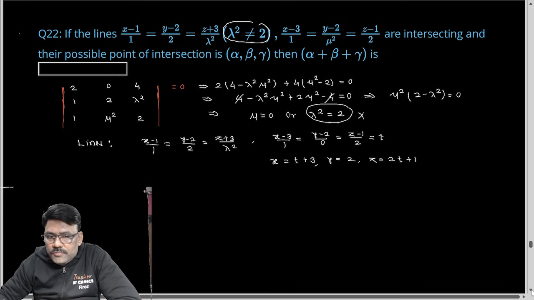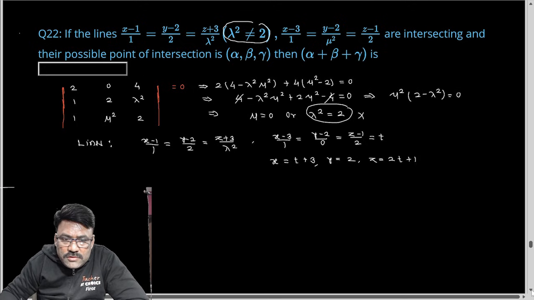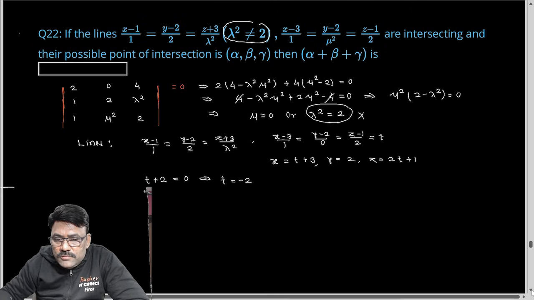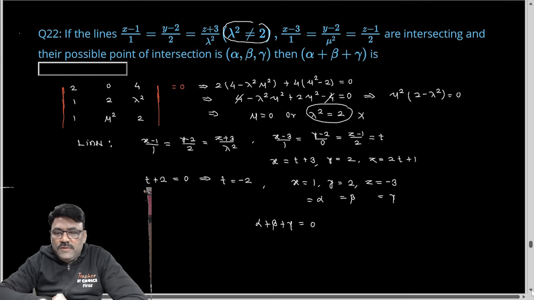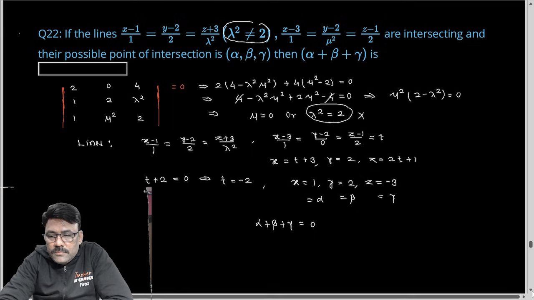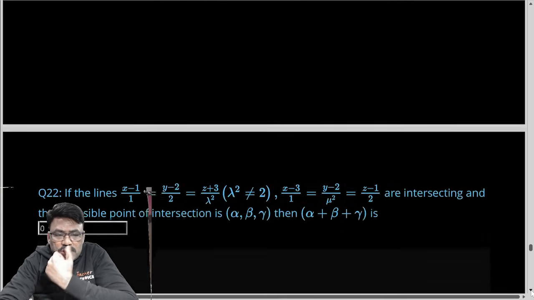the first equation also. So if I put x equal to t plus 3 in the first equation, t plus 3 minus 1 is t plus 2. Y is 2, so 2 minus 2 is 0. So you get t equal to minus 2. When t is minus 2, x will be 1, y will be 2, z will be minus 3. So these are alpha, beta, gamma. They are asking alpha plus beta plus gamma. 1 plus 2 minus 3 is 0. So 0 should be the correct answer.